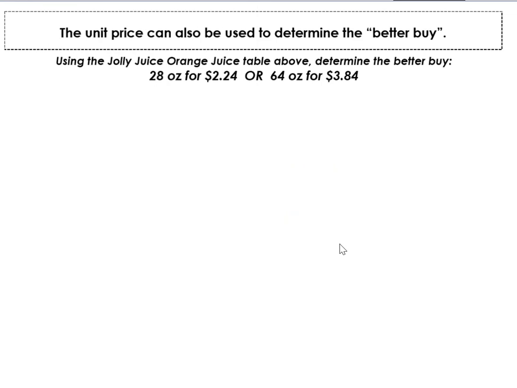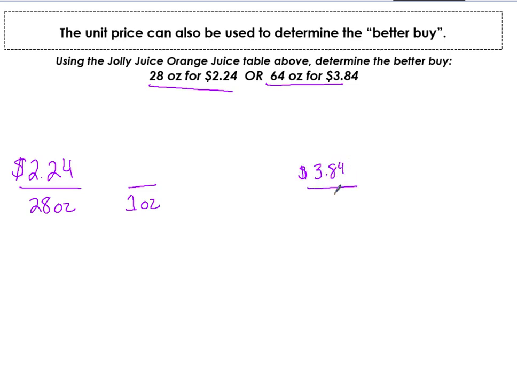The unit price can also be used to determine the better buy. Using the Jolly Juice orange juice table above, determine the better buy. Is it better to buy 28 ounces for $2.24, or is it better to buy a 64 ounce for $3.84? I need to know the cost per ounce to determine which is the better buy. I'm going to start with the first example. Money goes at the top, so I have $2.24 and 28 ounces. I want to know the cost per ounce. Then I'm going to find the same thing with the 64 ounce. Again, money goes at the top, so $3.84 for 64 ounces. What is the cost per ounce?